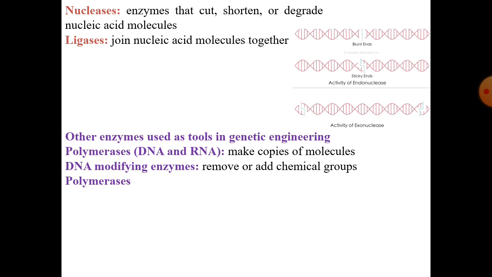Some of them are nucleases, ligases, and other DNA modifying enzymes such as polymerases, and the enzymes that add or remove chemical groups from the DNA. Nucleases are the enzymes that cut or shorten and sometimes degrade nucleic acid molecules, whereas the ligase, in contrast, joins the nucleic acid molecules together. So these nucleases are of various types.